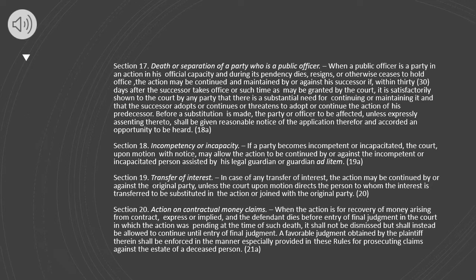Section 20. Action on contractual money claims. When the action is for recovery of money arising from contract, express or implied, and the defendant dies before entry of final judgment in the court in which the action was pending at the time of such death, it shall not be dismissed but shall instead be allowed to continue until entry of final judgment. A favorable judgment obtained by the plaintiff therein shall be enforced in the manner especially provided in these rules for prosecuting claims against the estate of a deceased person.